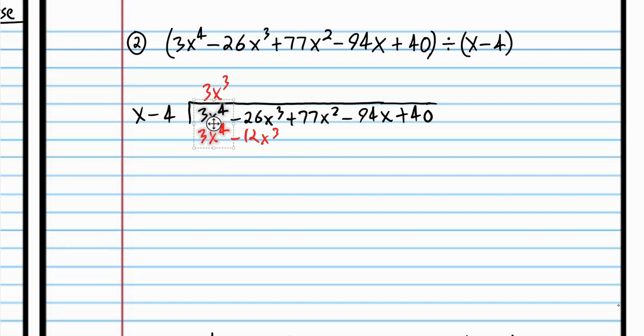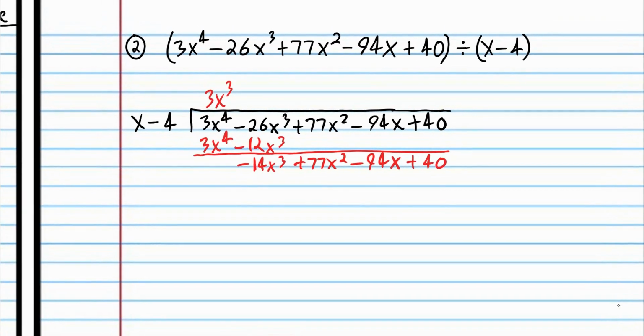So that was step number 2 of cycle number 1. And step number 3 is to subtract. So we draw a horizontal all the way out to the end. Subtract these, we get 0. Subtract these, we get negative 14x cubed. Then 77x squared minus nothing is 77x squared. And negative 94x minus nothing is negative 94x, and so on and so forth.